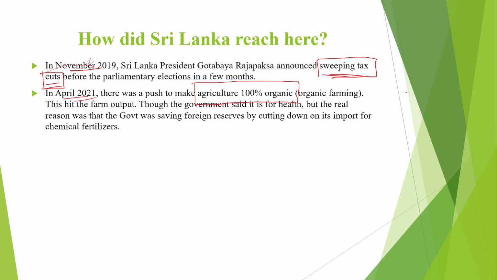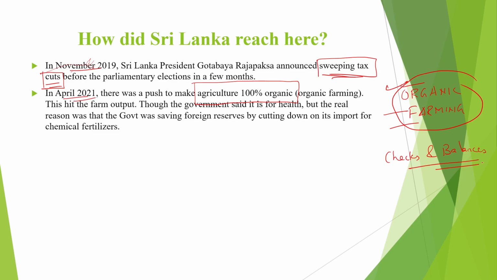Now see, there's nothing wrong with organic farming. In fact, there is quite a lot of evidence that it's a good thing. But you cannot just bring in organic farming without putting adequate checks and balances, right? You have to have checks and balances.